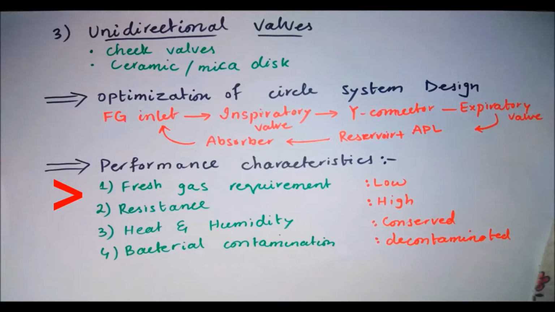Performance characteristics. Fresh gas required to eliminate CO2 is as low as less than 1 liter, but because of the presence of absorber and unidirectional valves, resistance is very high. Heat and humidity is conserved. Usually filters are used in this type of circle system to prevent bacterial contamination.